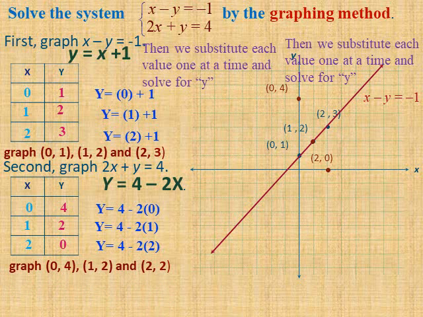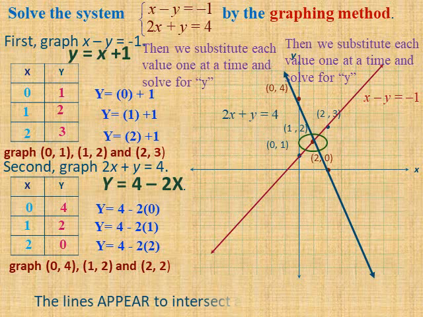Then we have three points, (0, 4), (1, 2), (2, 0). Graph the line, and here we have the intersection point, which is (1, 2). So I can say that the solution set equals {(1, 2)}. And we have to check your answer and substitute x equal 1, y equal 2 in the first and the second equation.